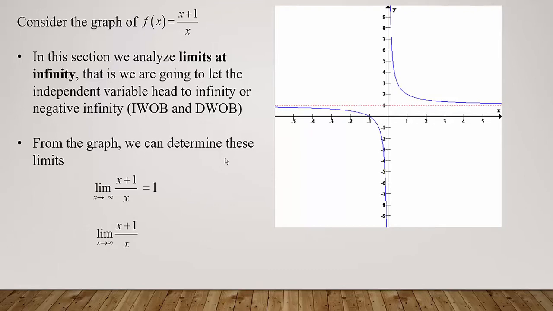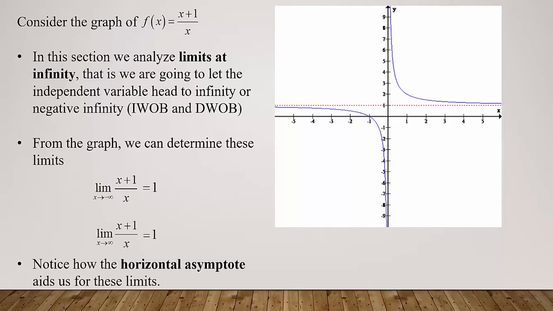If we let x head off to positive infinity, so x is heading off to positive infinity, the values of x are increasing without bound. It looks like those y values are getting close to the red dashed line, which is positive 1. Now that red dashed line, you're probably saying to yourself, hey, that's a horizontal asymptote. And you're correct. Notice how the horizontal asymptote really aided our analysis and helped us determine these limits.